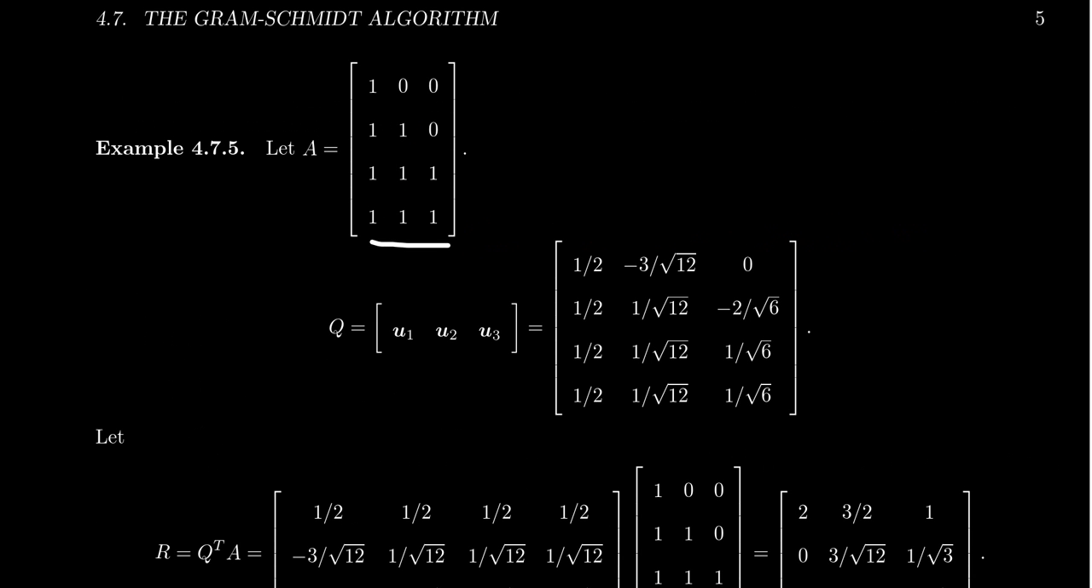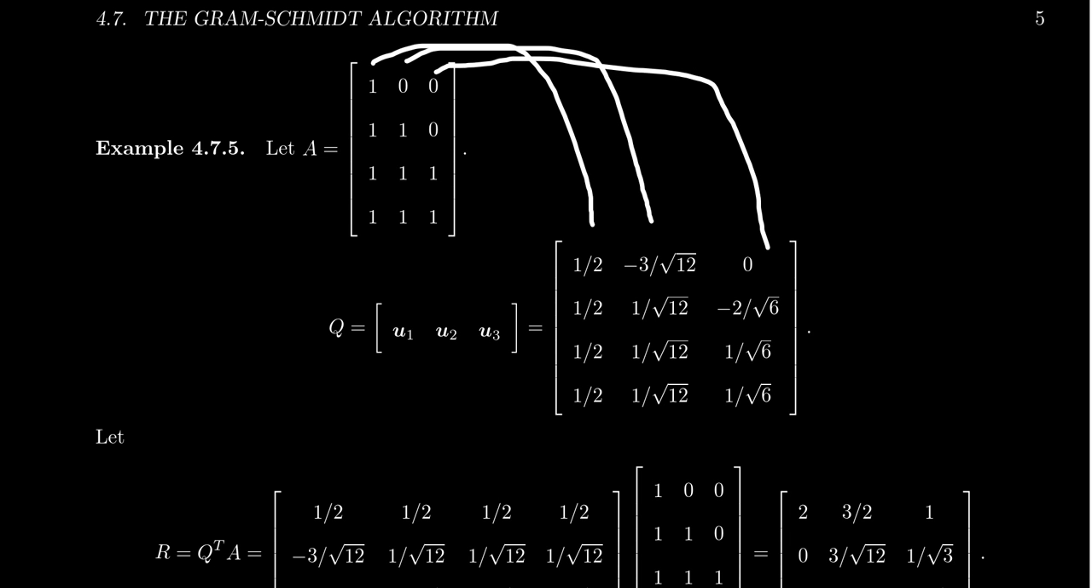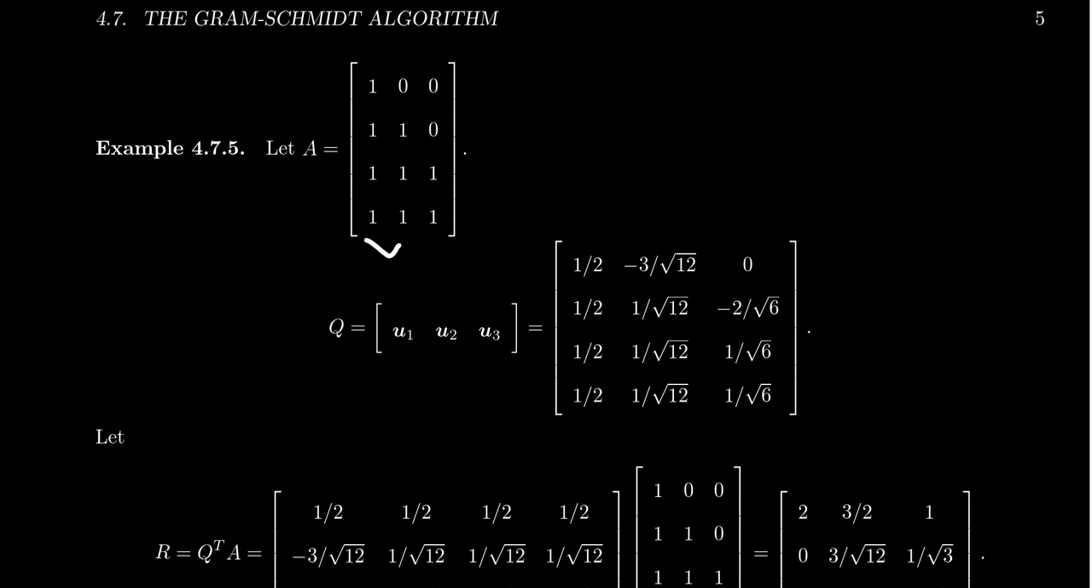It's a 4x3 matrix whose first column is 1, 1, 1, 1, second column is 0, 1, 1, 1, and third column is 0, 0, 1, 1. The columns will probably look familiar. These were the x1, x2, and x3 that we had earlier. If we apply the Gram-Schmidt process to this, you'll remember that column 1 became the all 1/2 vector. 0, 1, 1, 1 became negative 3 over root 12, 1 over root 12, 1 over root 12, 1 over root 12. And then 0, 0, 1, 1 became 0, negative 2 over root 6, 1 over root 6, 1 over root 6. So if you apply the Gram-Schmidt process to these three column vectors, you get these three columns right here. And as we saw before, this is an orthonormal set of vectors.